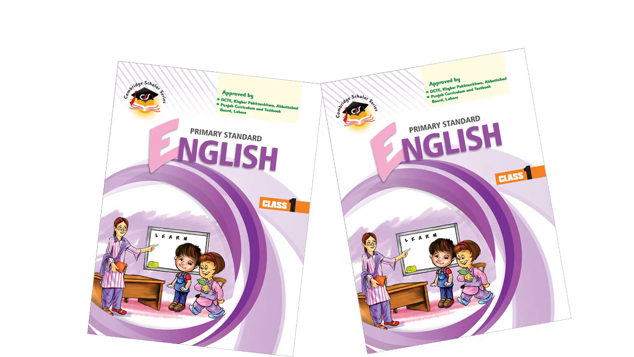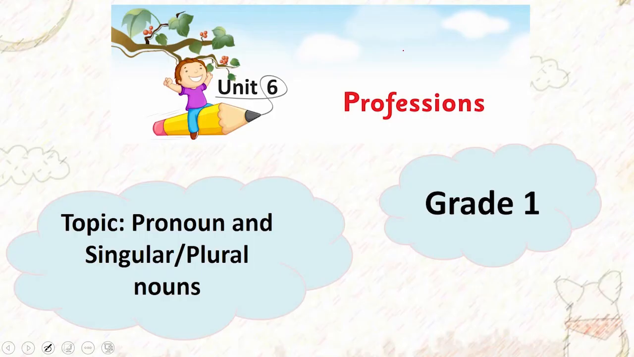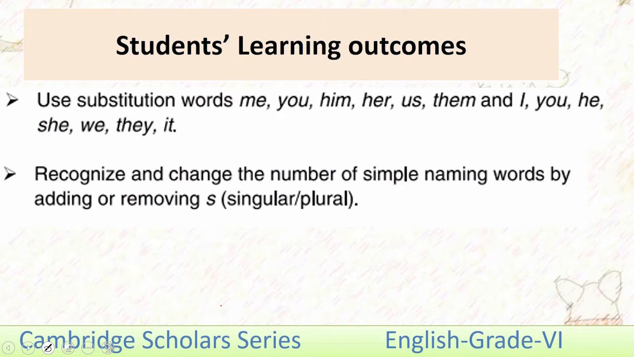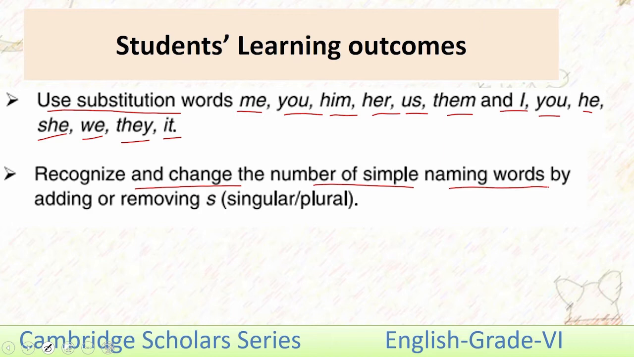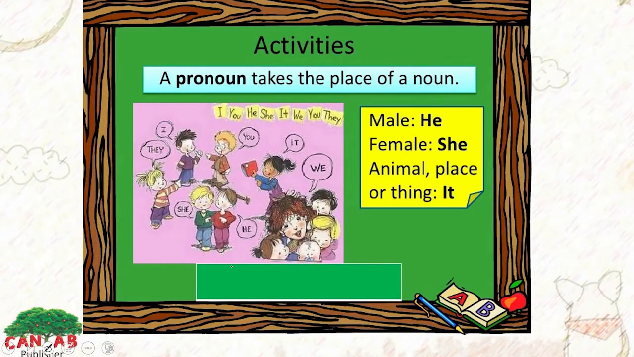Before starting the lesson, dear students, you must have with you the Class 1 English textbook. We are going to start our lesson from Unit 6, Professions. Our topic of today's lesson is pronouns and singular plural nouns. SLOs of this lesson are: use substitution words like me, you, him, her, us, them, and I, you, he, she, we, they, it. And recognize and change the number of simple naming words by adding or removing s, singular and plural. So what is a pronoun?